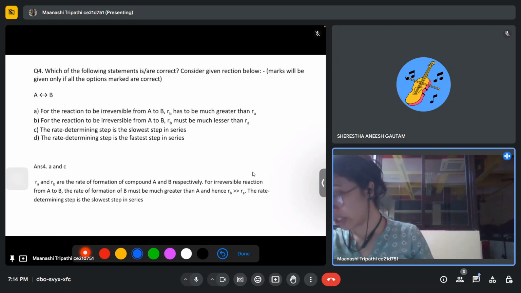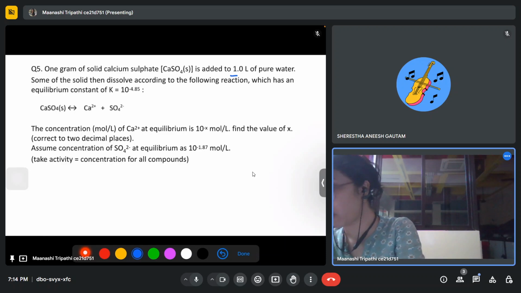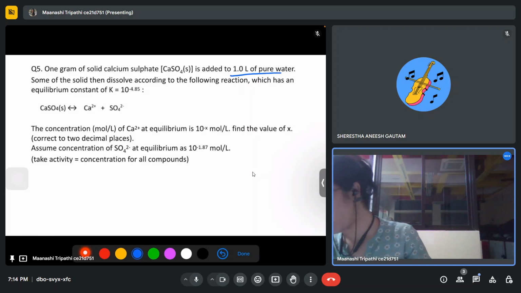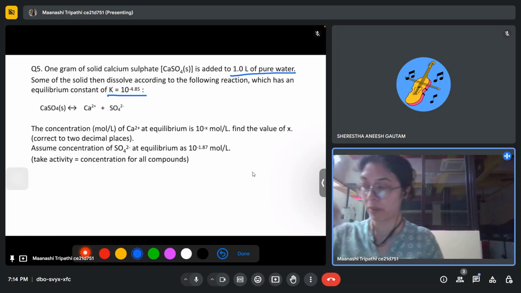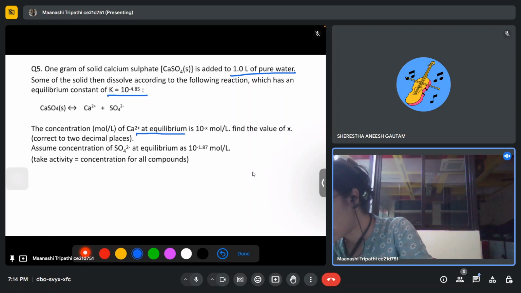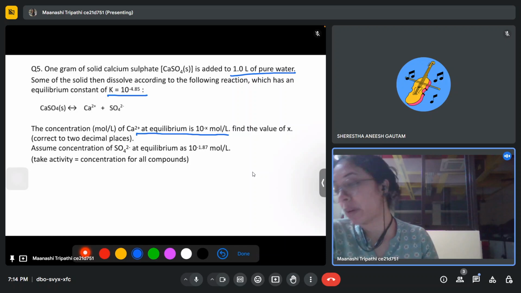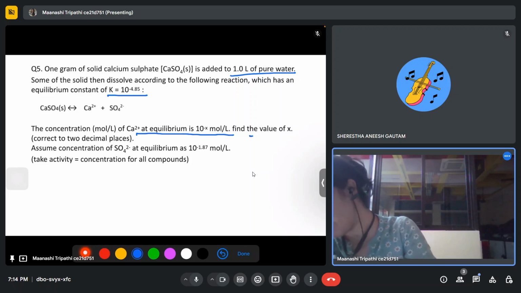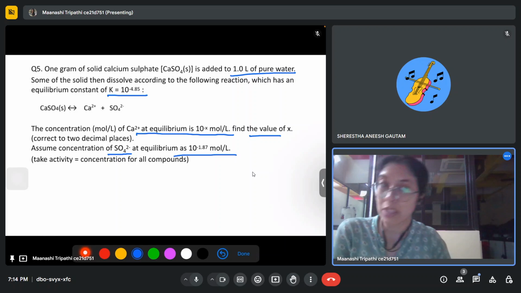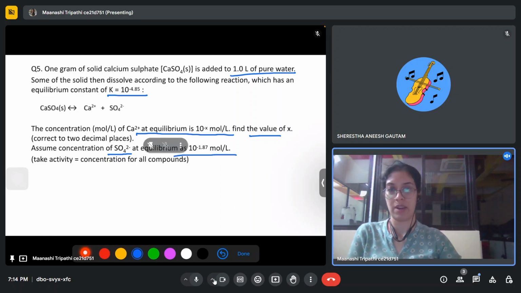1 gram of solid calcium sulfate is added to 1 liter of pure water. Some of the solid then dissolves according to the following reaction, which has an equilibrium constant of 10 raised to power minus 4.85. The concentration of Ca2+ at equilibrium is 10 raised to power minus x moles per liter. Find the value of x. The concentration of SO4 2- sulfate at equilibrium is 10 raised to power minus 1.87 moles per liter. Please solve this question. We will see the solution in a while.